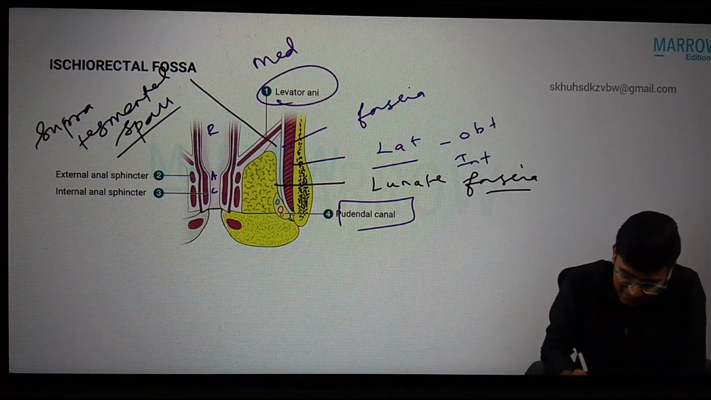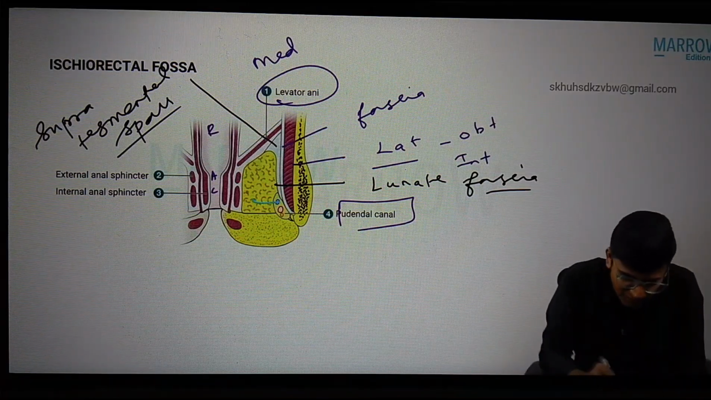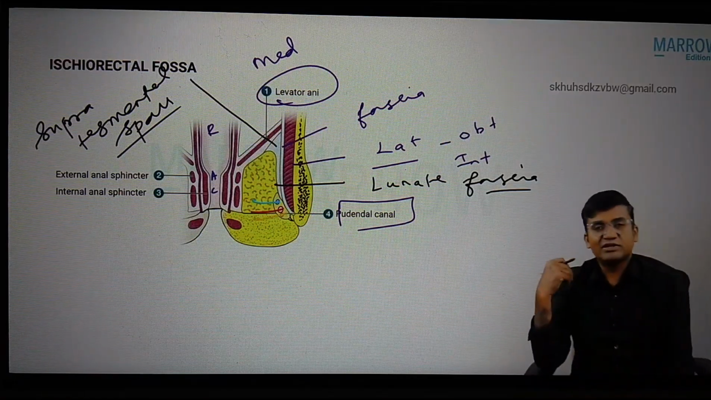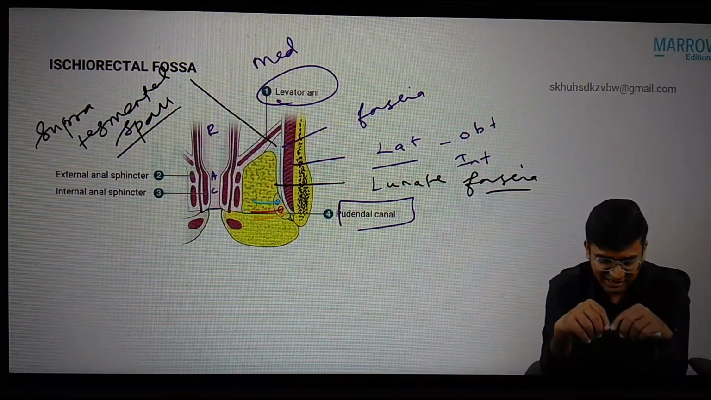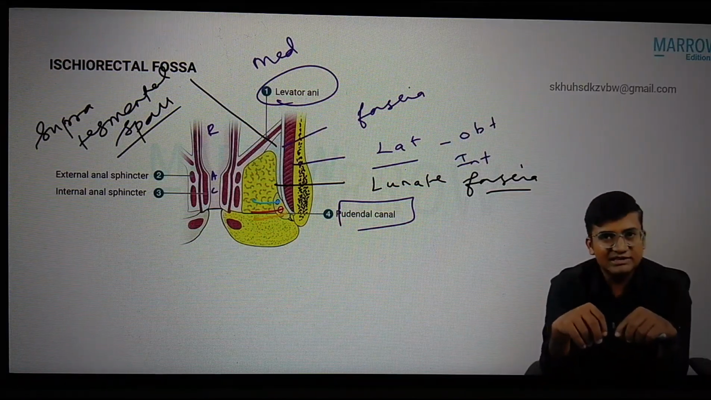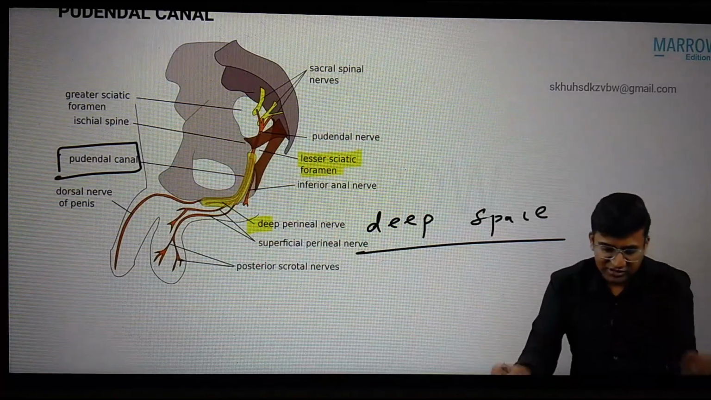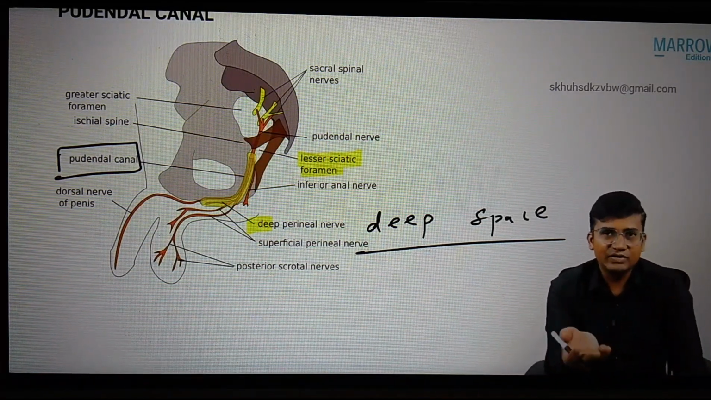Now, what are the contents? The pudendal canal contents: internal pudendal vein, internal pudendal artery, and then the pudendal nerve. Those are the contents of the canal, and the contents of the fossa are the inferior rectal vessels and nerve and the posterior scrotal vessels and nerve. So, these are the contents of our ischiorectal fossa. That's all about the anal triangle.